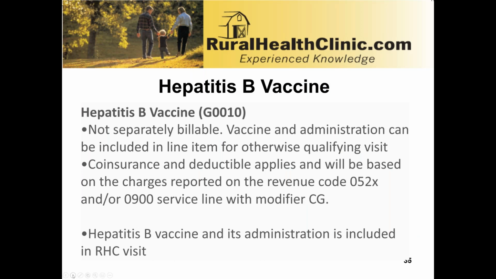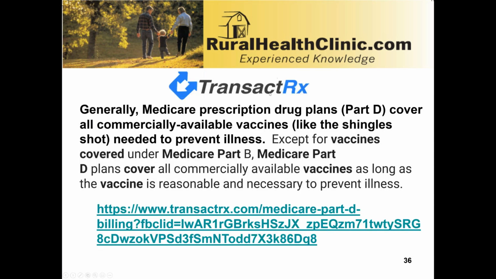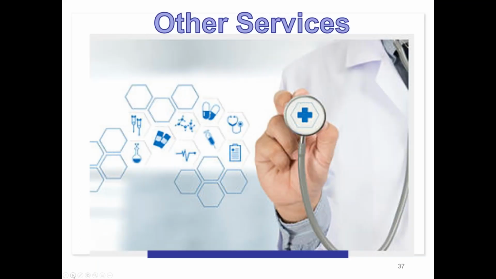Hepatitis B, it's not really a preventive service, but if you do have to give those, you're basically going to eat the cost of that. If you have to give that to a patient, that's going to be considered part of your RHC visit. What a lot of people do is they will use Transact RX for things like shingles, hepatitis B. I think that's one of them. I'm not sure, but there's a listing of about 8 or 9 different vaccines that Transact RX will pay for. And if you think you have to give a lot of those, then you'd want to sign up for that. But the hepatitis B, you get stung with that if you do that.